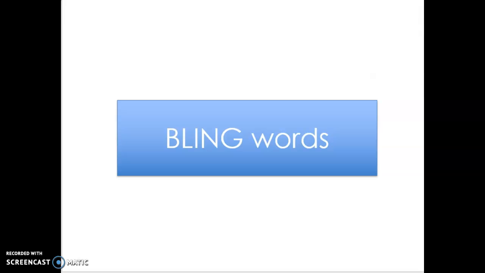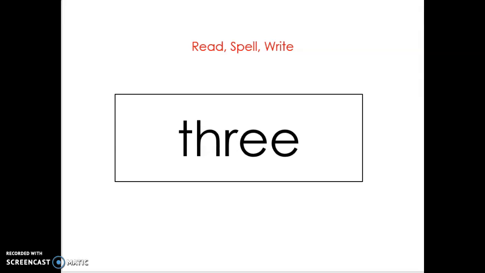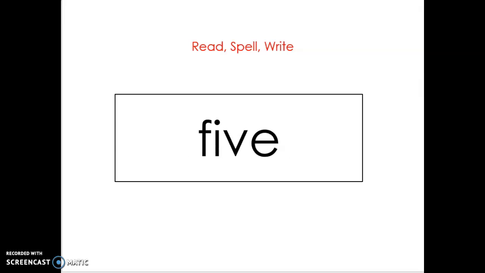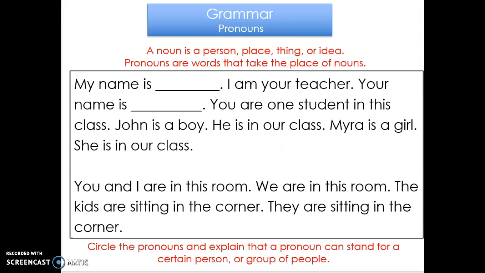All right. Bling words this week are our number words. This word is 6. What's the word? This word is 1. What's the word? This word is 5. What's the word? This word is 4. What's the word? This word is 3. What's the word? Let's do them one more time. Word is 6. Word is 1. Word is 5. Word is 4. Word is 3.